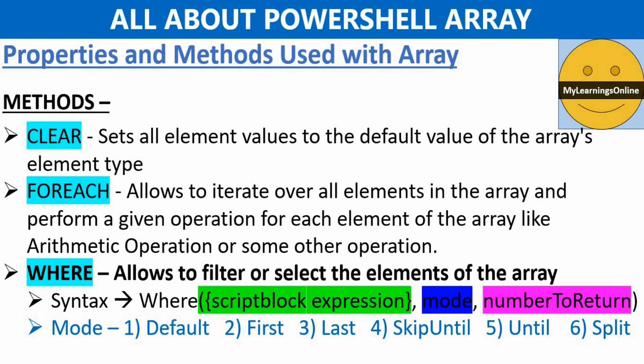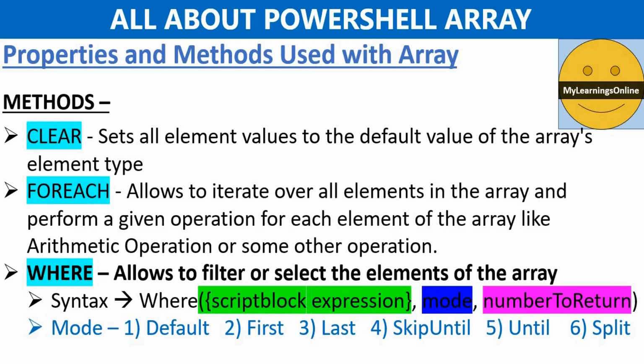Default means return all items. First means return the first item. Last means return the last item. Skip until means skip items until the condition is true. Until means return all items until the condition is true. Split means return an array of two elements. The first element contains matching items. The second element contains the remaining items.